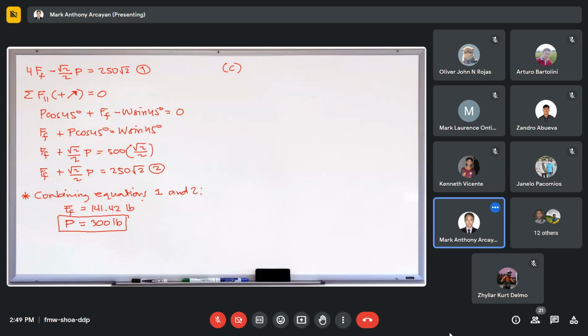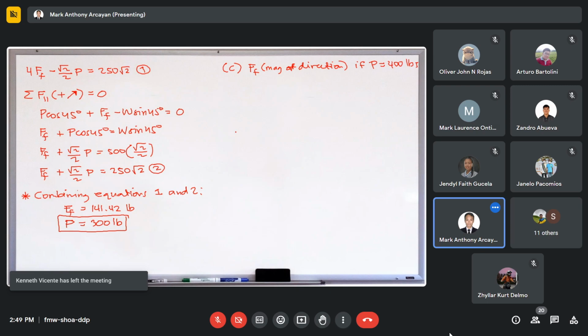Okay, let's proceed to letter C. Letter C asks us to determine the magnitude of the frictional force, and its direction, if P is equal to 400 pounds. So that is what we need to determine.